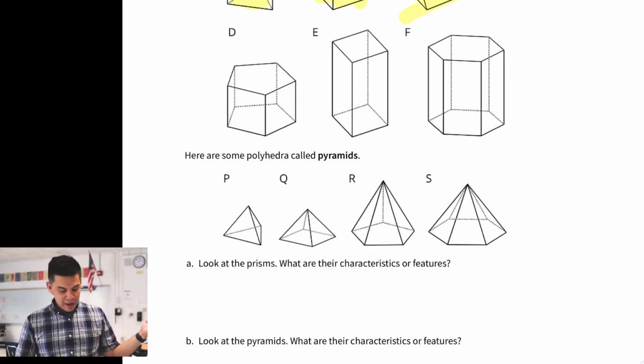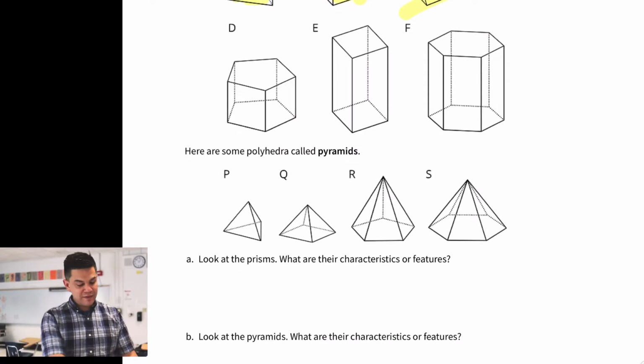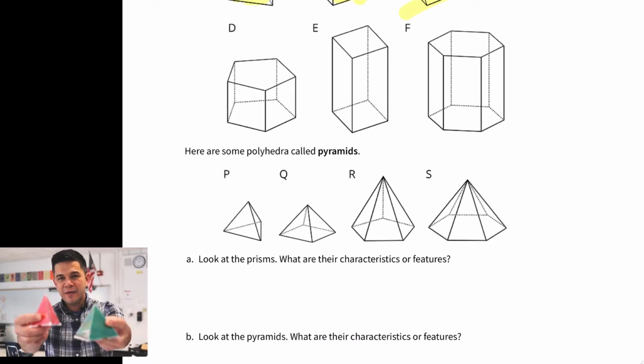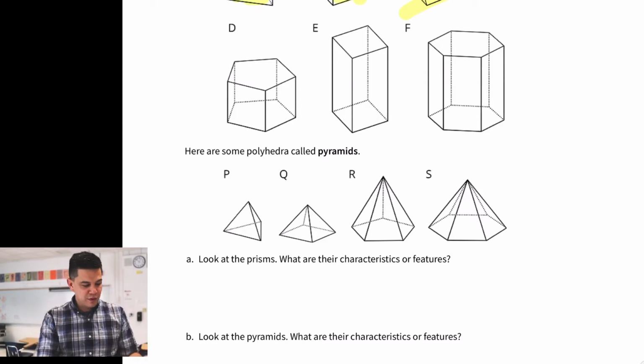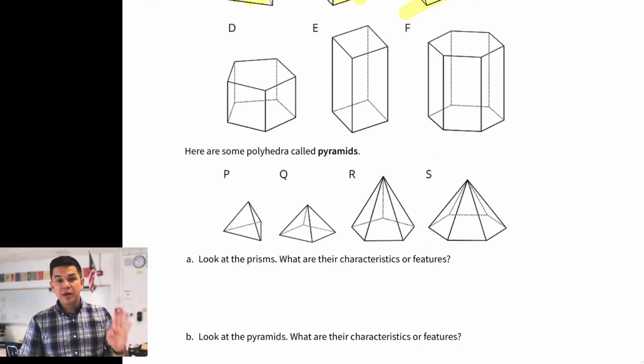Now, there are some polyhedra called pyramids, and if you notice, these are totally different than what we just described. These have a polygon as a base, but there's not another polygon on the top. They all come to a point at the very top, so we call those pyramids. You might think about the pyramids of Giza or any of those pyramids in ancient civilizations.